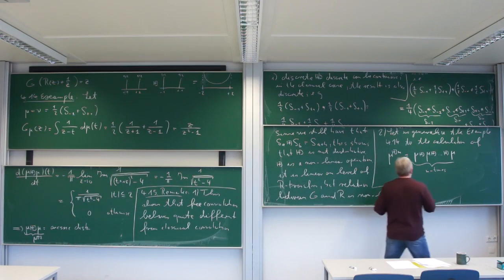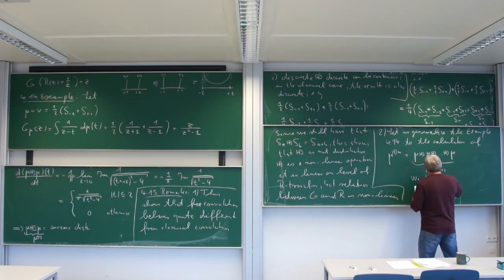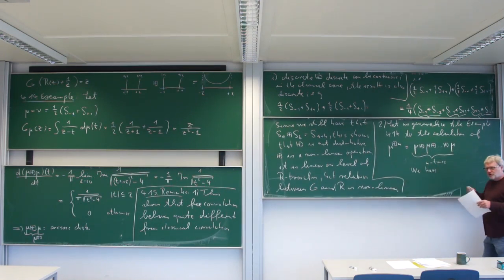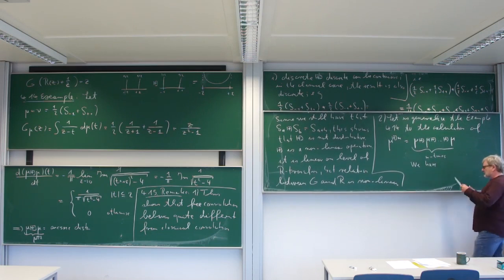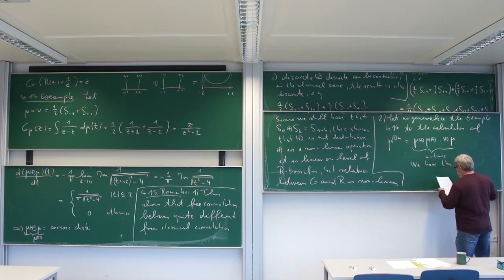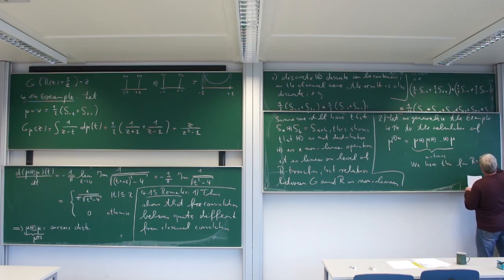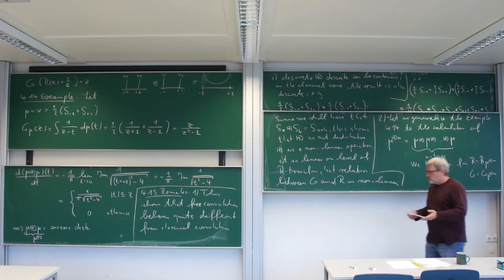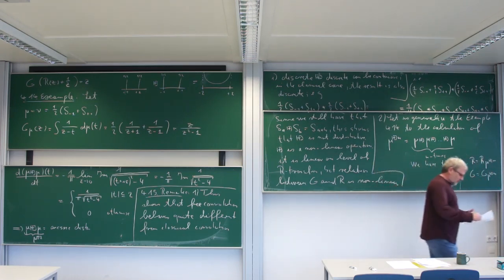Okay, so let me indicate the main steps. I'm not doing the full calculation, I just show you the main steps. So with R, I'm now denoting the R transform of this object of interest, so mu to the power n, and of course the same for the G transform of this guy, and the same for the K transform. Okay, so what kind of formulas do we get there?